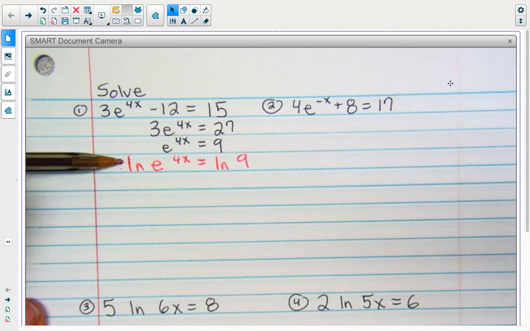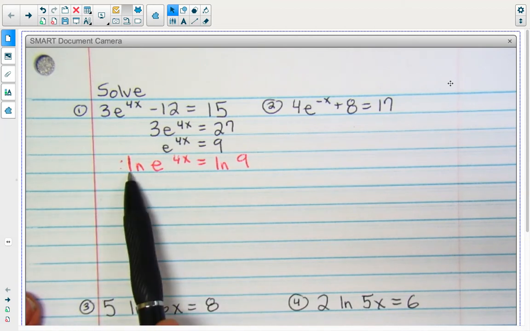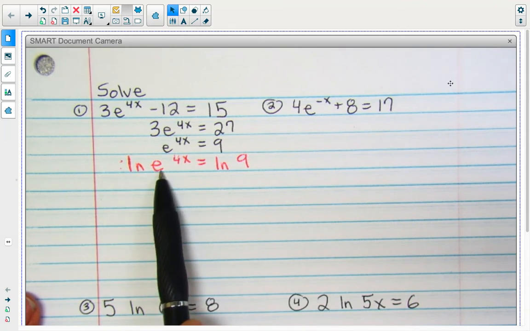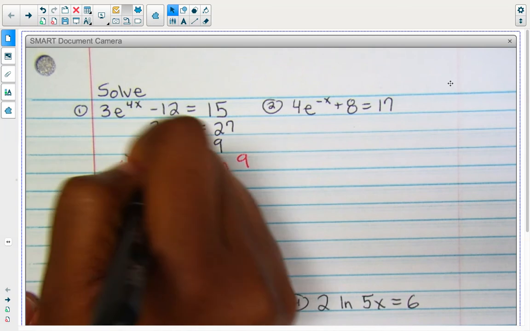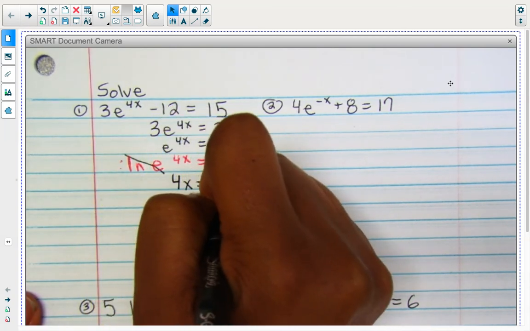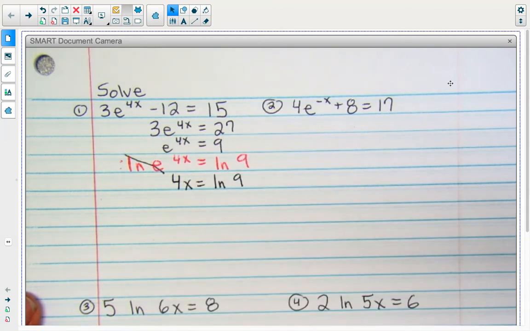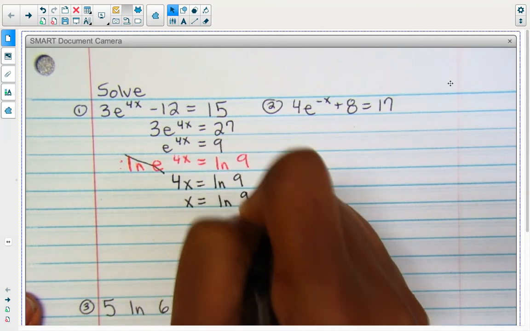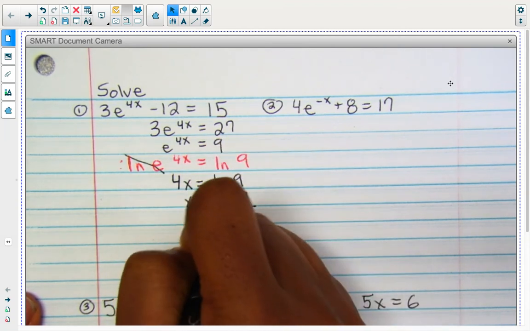Again, this is an ln. You might be tempted to put nl, but that's not the case. We use ln. Now, since these are inverses of each other, the natural log and e are going to cancel out because they make the number 1. So that cancels. So we're left with 4x equals the natural log of 9. We're trying to get x by itself, so divide both sides by 4. So x equals the natural log of 9 divided by 4.